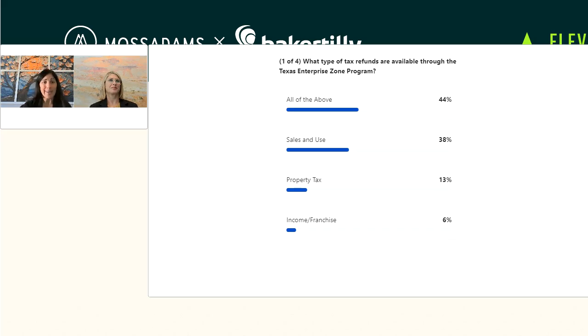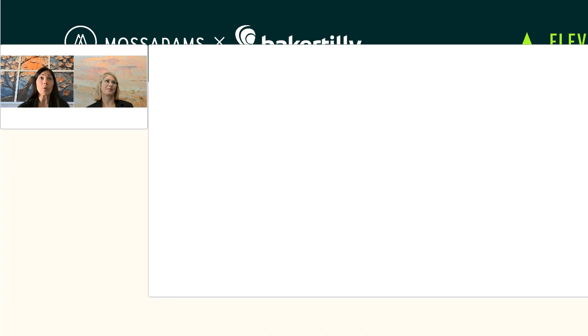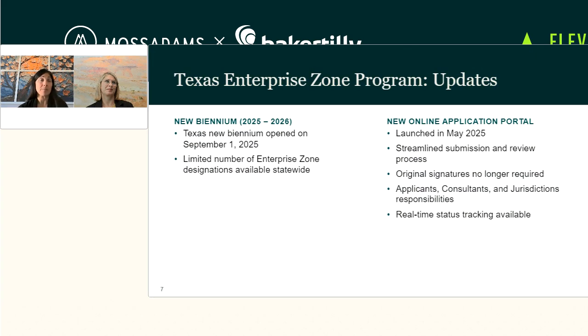And it looks like maybe I should have emphasized it more, I'll be honest. So it's the sales and use tax. That is what this program, those are the refunds you will receive. I see people put all of the above, and then some put property, but this is a refund of the state sales and use tax. So we will move forward with the updates.